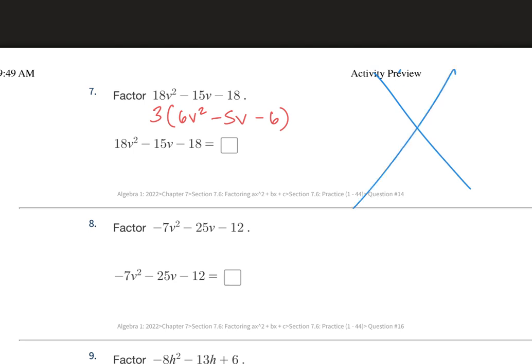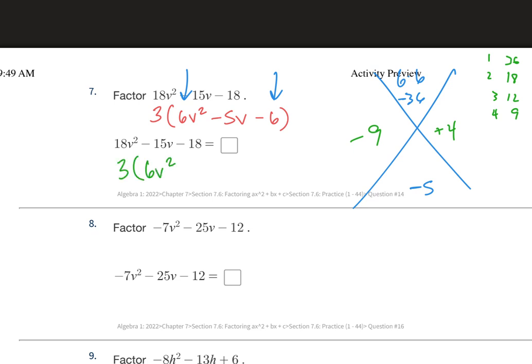So this is now 6 times 6, 36, and it will be negative because A is positive and C is negative, and we want to achieve negative 5 for our B. Let's see, 36 is 1 and 36, 2 and 18, 3 and 12, 4 and 9. It looks like it's negative 9 and positive 4.